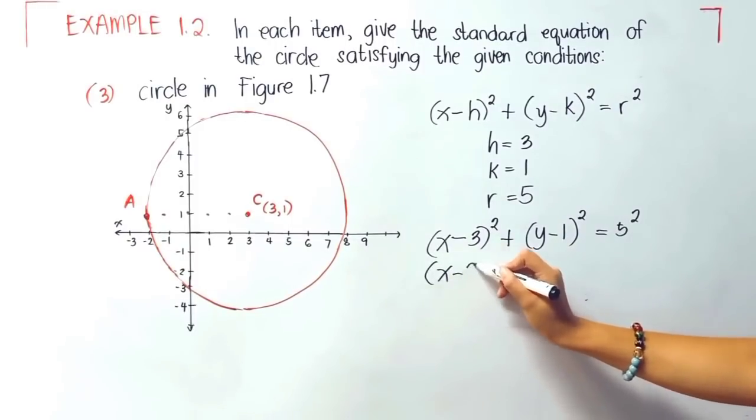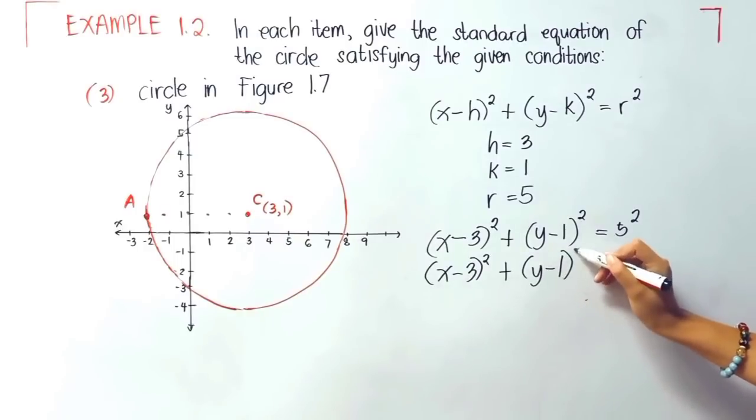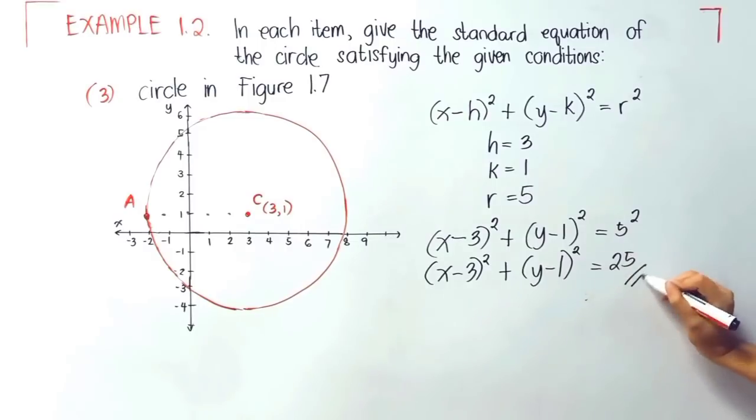So let us rewrite that one. And 5 squared is equals to 25. And this will be our final answer.